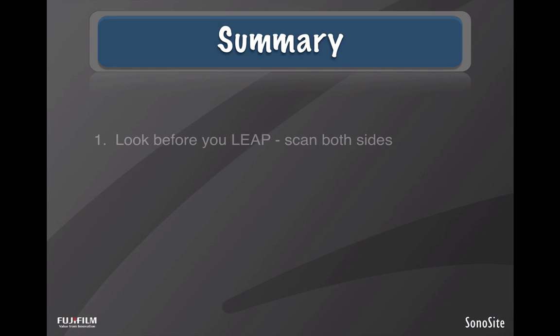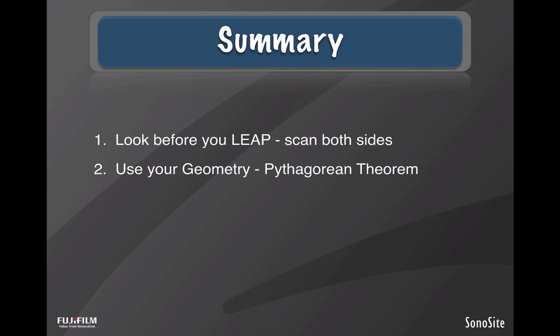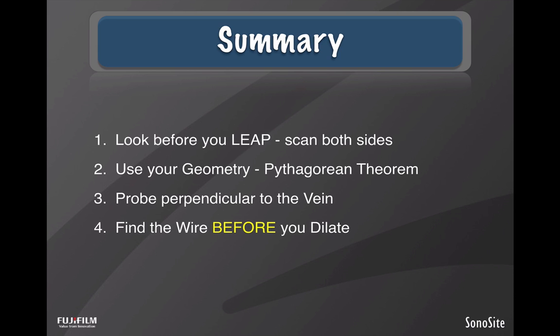So summary: 1, look before you leap, scan both sides of the neck. 2, use geometry. Basic idea, use your Pythagorean theorem. Find the depth, step back. Always scan up and down the neck and find the direction of the vein. You can do this for both the femoral and the internal jugular. And really find that wire before you dilate, especially in patients that you're unsure of.